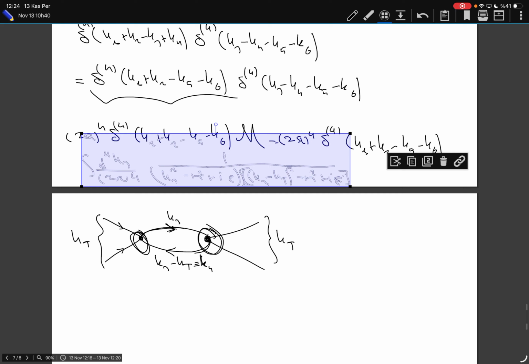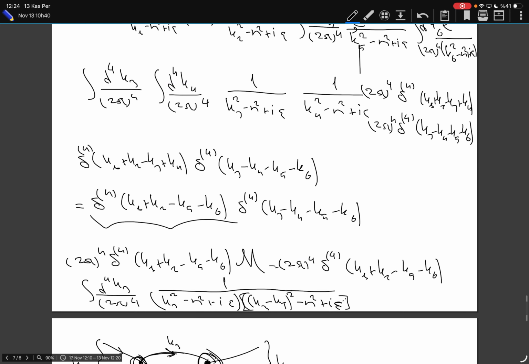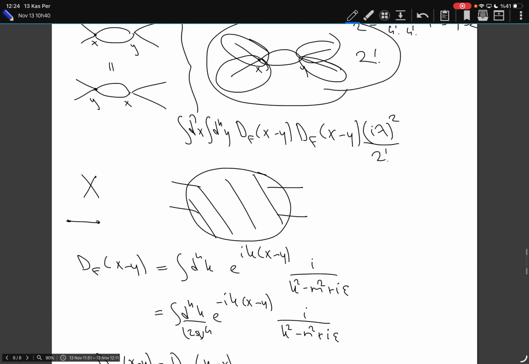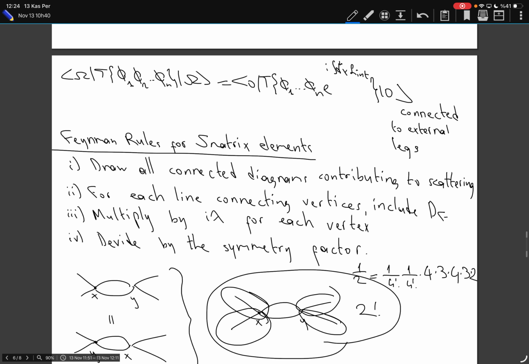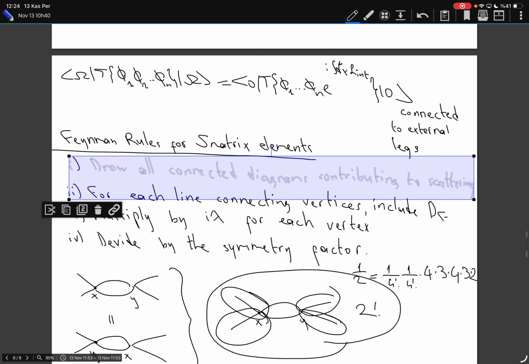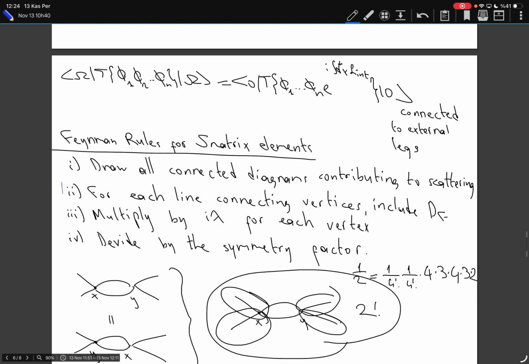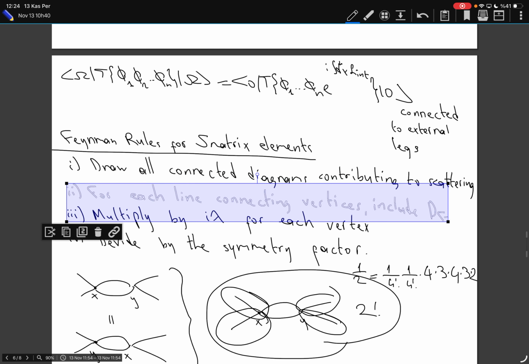So these are basically our so-called momentum space Fourier transform Feynman rules. These are the coordinate space Feynman rules. In momentum space, we again draw all connected diagrams contributing to the scattering. We should draw all of them. For each line connecting vertices, include the momentum space propagator, which is i over p squared minus m squared plus i epsilon.